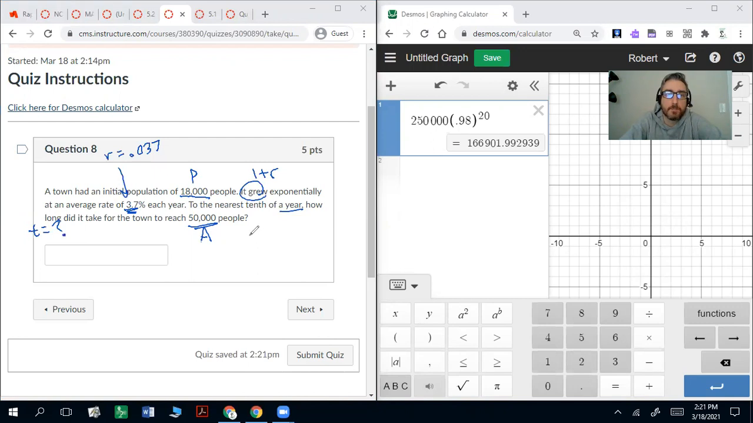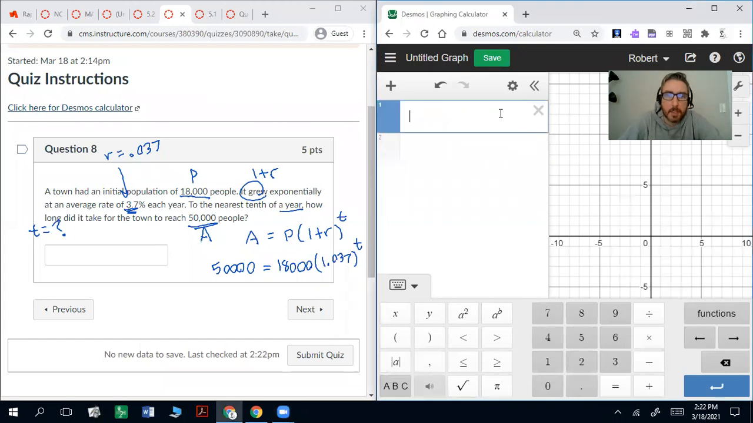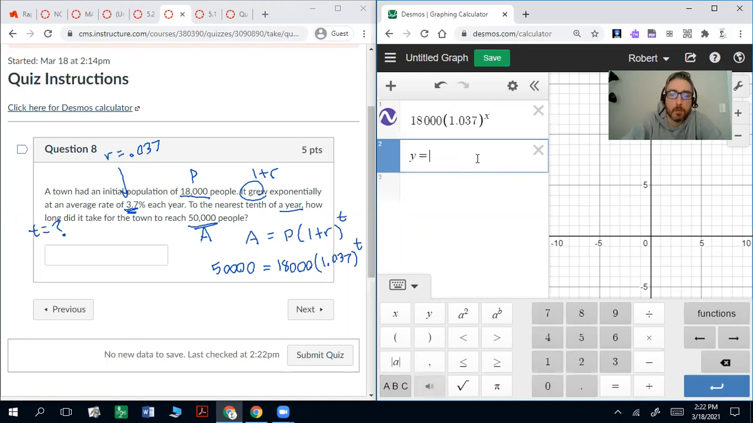So let's think about what we're plugging in. 18,000, our initial amount, times 1 plus R to the T power. So our initial amount is 18,000. It's going to go there. 1 plus R would be 1.037. And then we know our final amount is 50,000 people. Now, if you're watching this video, you likely have learned how to do this using logarithms, but we can still use the intersection of a graph for this if you'd like. So the way to set that up would be to do 18,000 times 1.037 raised to the x power. But then you would do y equals 50,000.